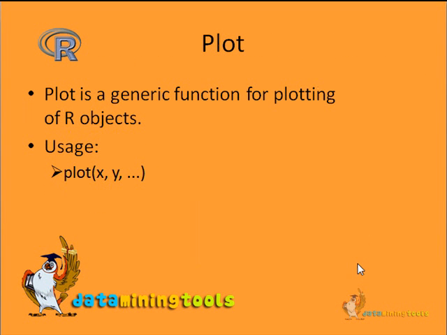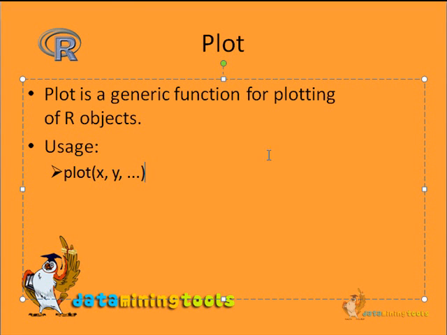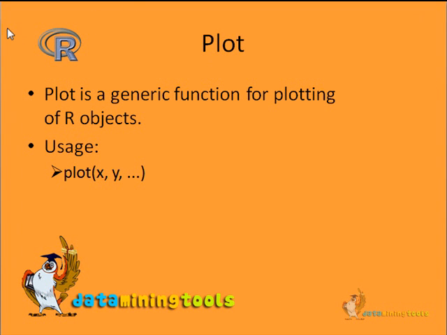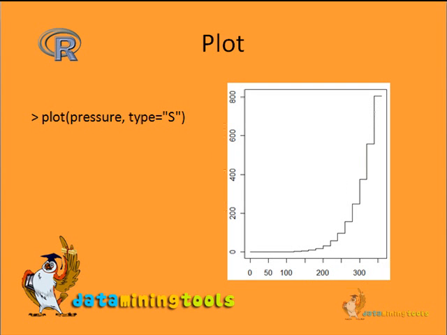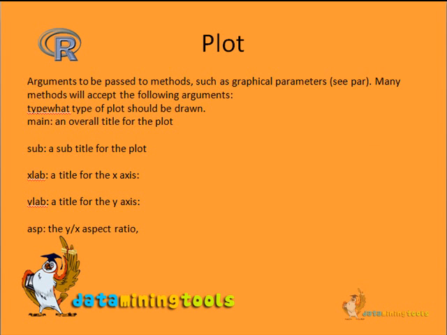So now we'll come to plot. Plot is a generic function for plotting of R objects. This is the usage of plot. We will see it in R. We'll plot functions and we'll see how to use plot after this. So this is a very typical example. Suppose we want to plot a particular curve. So plot pressure, type equals l. That gives us a continuous line. We can also have different types. We can have type equals s, which means a step graph, so it's in steps.